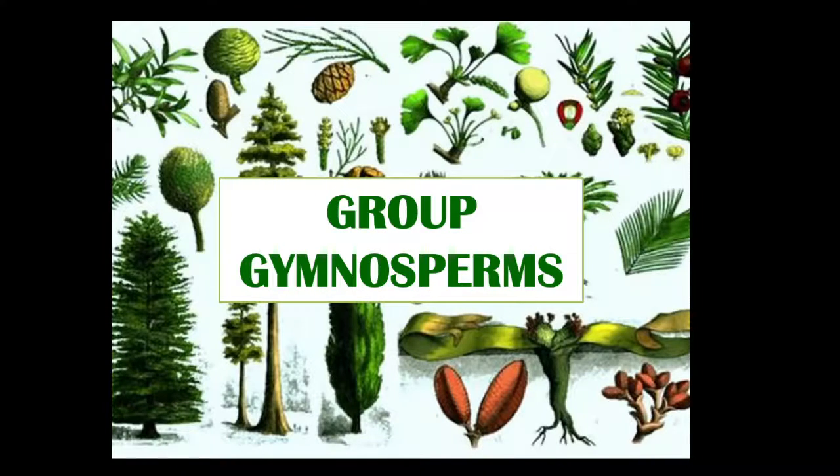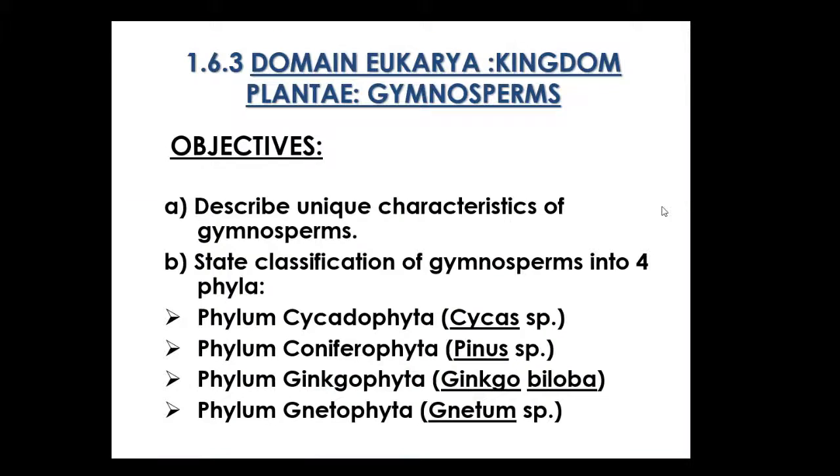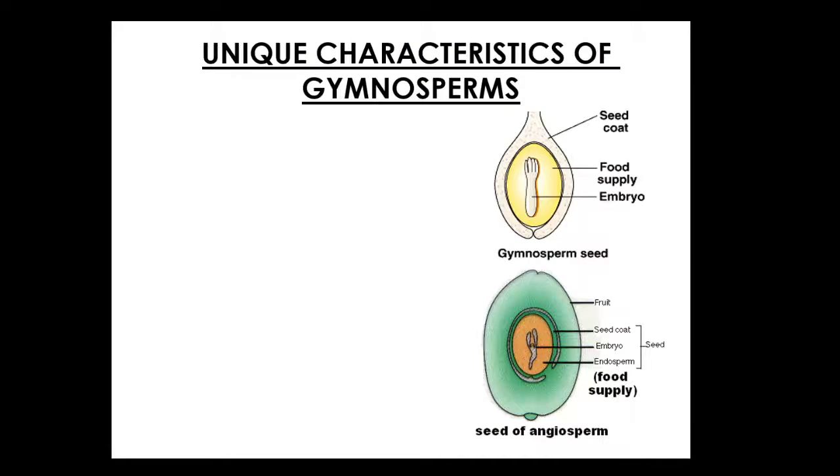So, today's video, group Gymnosperms. Alright, what should we know about Gymnosperms? The learning objectives for this part of chapter 1 are that you should be able to describe the unique characteristics of Gymnosperms, and state the classification of Gymnosperms into 4 phyla, which are Cycadophyta, Coniferophyta, Ginkgophyta, and Gnetophyta. Let's get right into it.